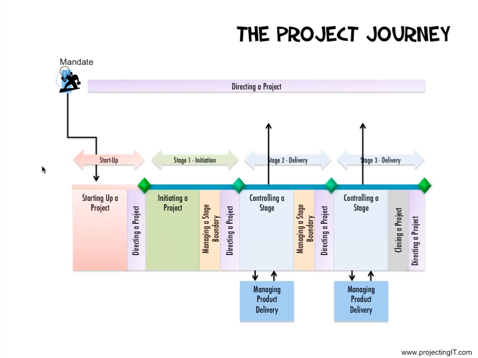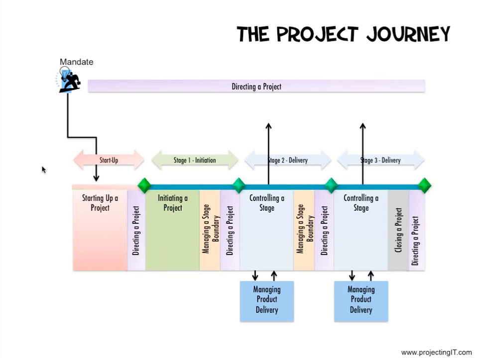The managing a stage boundary process is used by the project manager towards the end of each management stage to report to the board how the project is progressing and what the plan is for the next stage. The closing a project process is used by the project manager to ensure handover of products to the operations and analyze the project performance. And the directing a project process is used by the project board to provide management control and direction to the project. The board uses directing a project to provide decisions on the project.